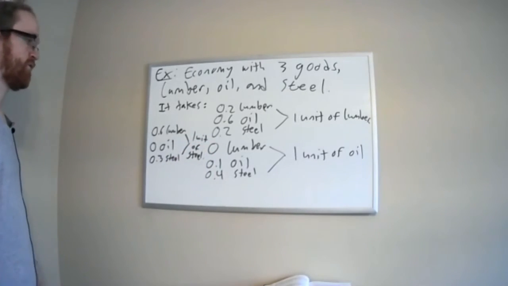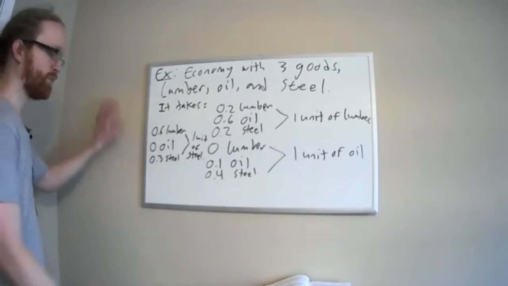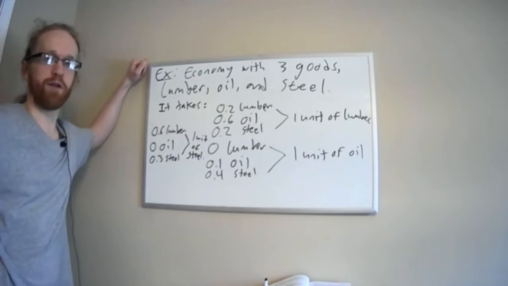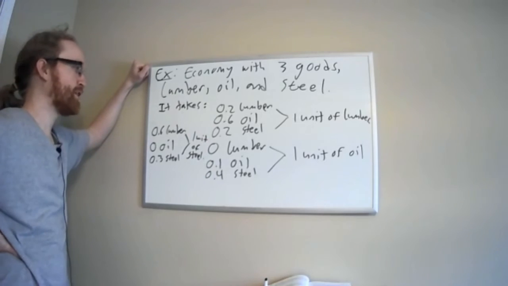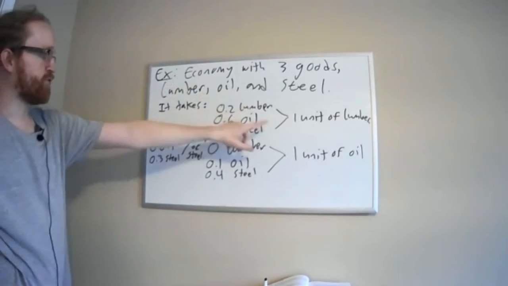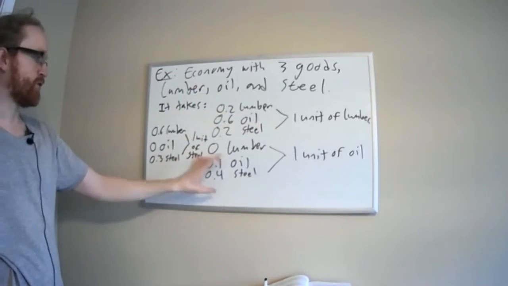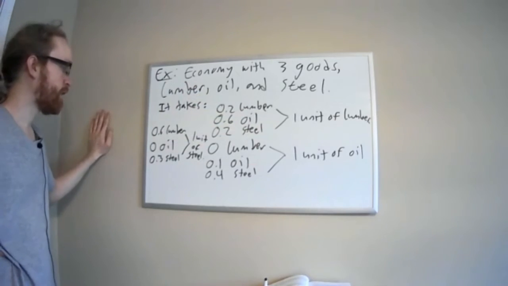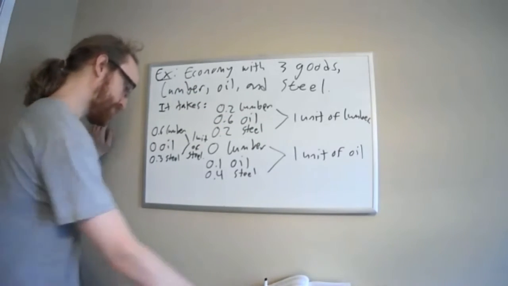Okay, so this is our setup in this economy. I have all these numbers. We need to know all this information. Some of these problems are kind of long-winded when I try to write them down because I have a lot of information I have to give you, but that's okay. So this is how much it takes of each good to produce 1 unit of lumber. Here's how much it takes of each good to produce 1 unit of oil. And here's how much it takes to produce 1 unit of steel. This is all given to us.